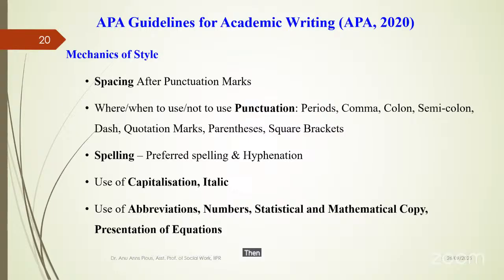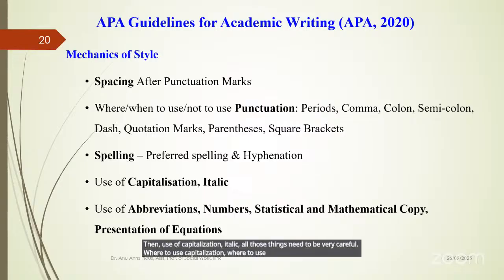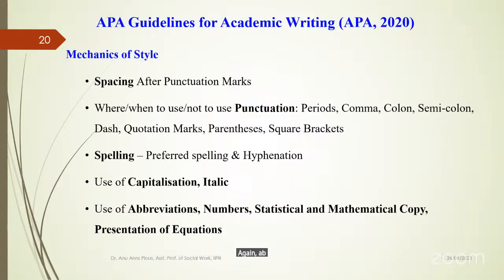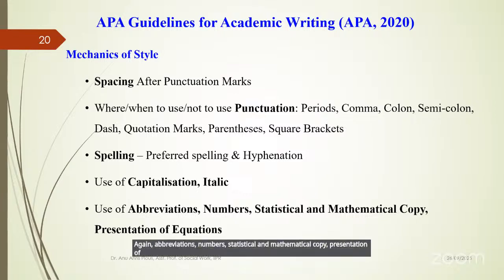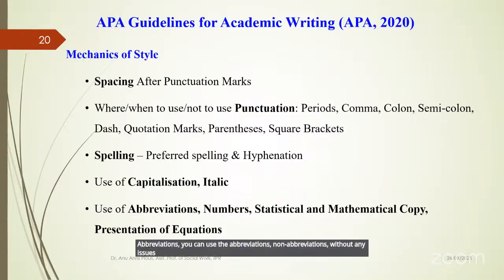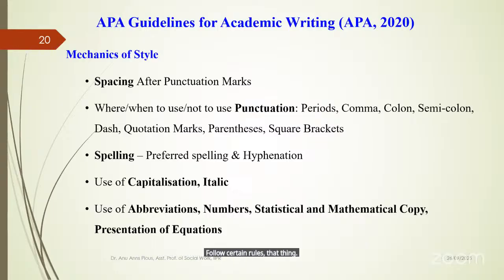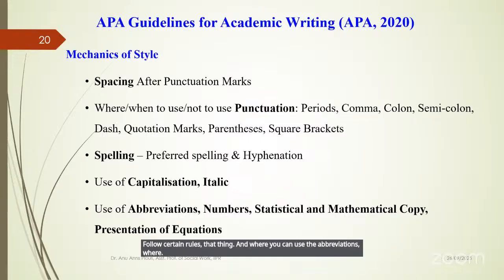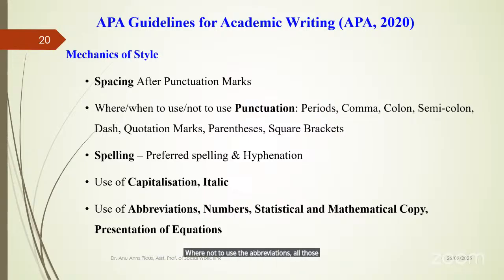Then use of capitalization and italics, all those things you need to be very careful about. Where to use capitalization, where to use italics, where not to use capitalization, all those things are important aspects. Again, abbreviations, numbers, statistical and mathematical copy, presentation of equations, all those things have certain guidelines to be followed. Abbreviations, you can use well-known abbreviations without any issues. But if it is an unknown abbreviation, then you have to follow certain rules. Where you can use abbreviations and where not to use them, all those are important.